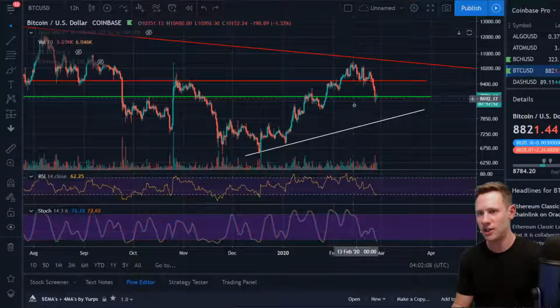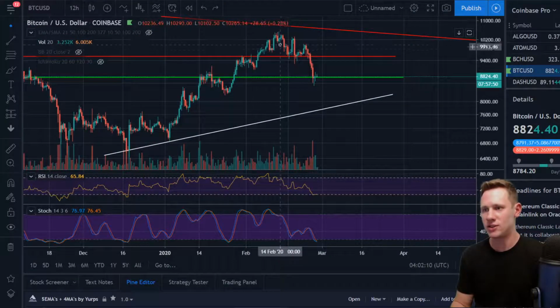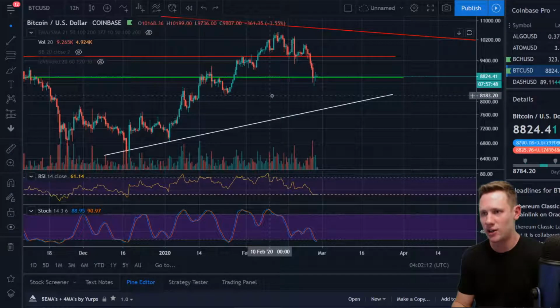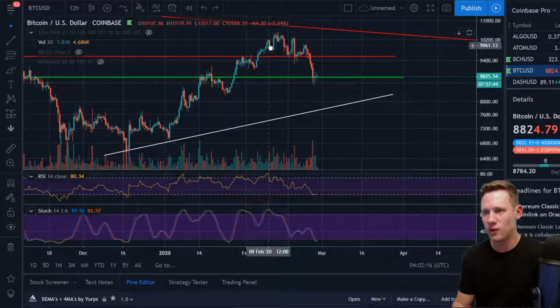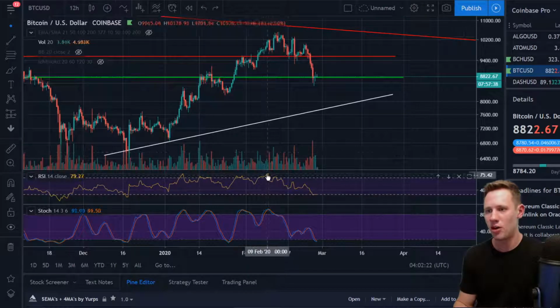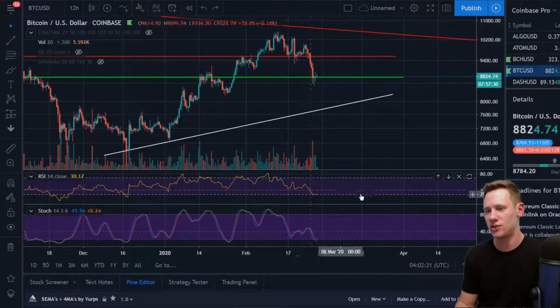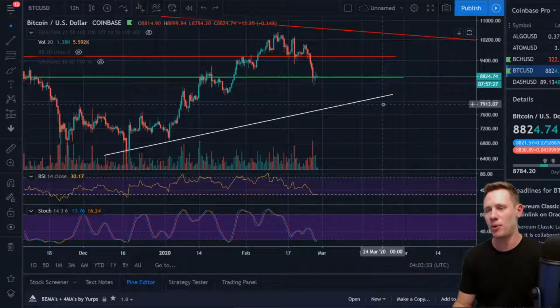Now the opposite up here, you can see, let's find an example. Okay, yeah. So you had this top here, and then you had a top here. So a high and a higher high. But on the RSI, you had this high and a lower high. Ascending price, descending RSI, that's bearish divergence, okay? That's to keep it simple.